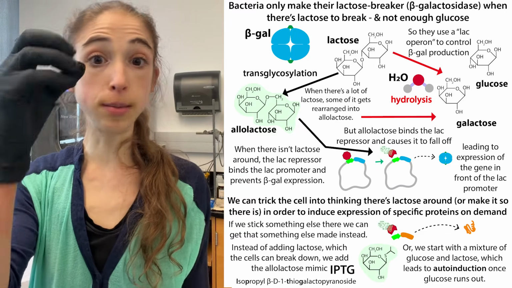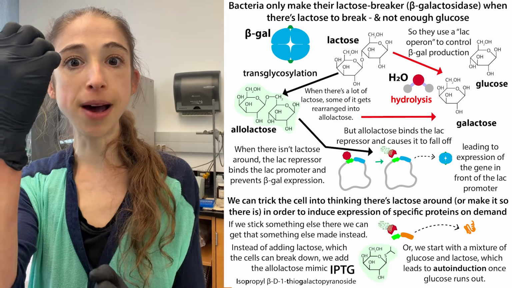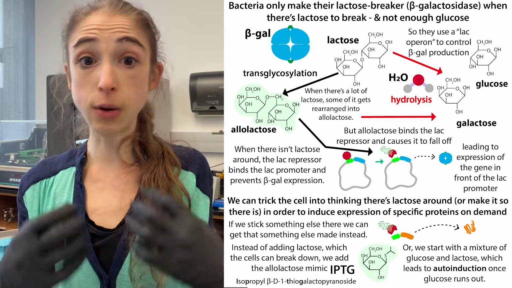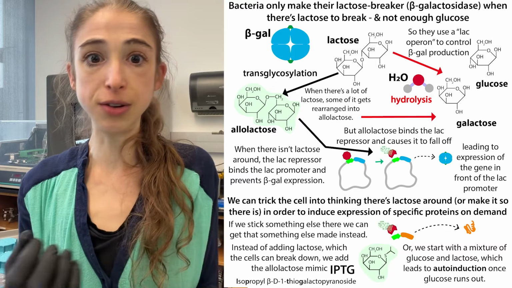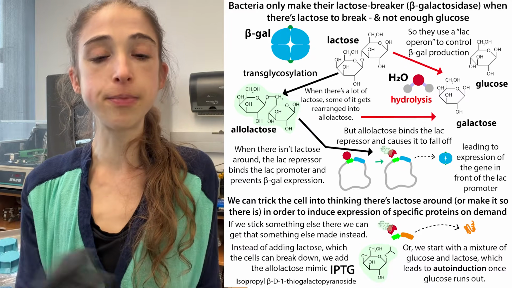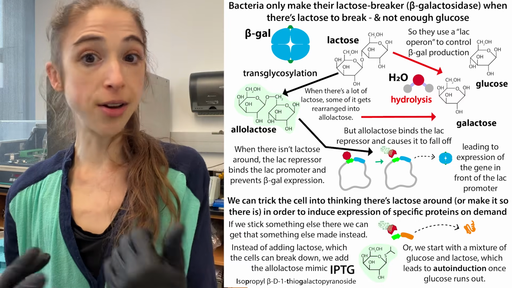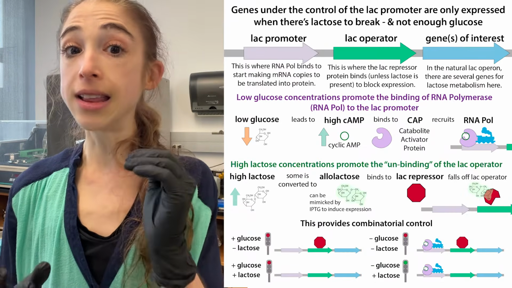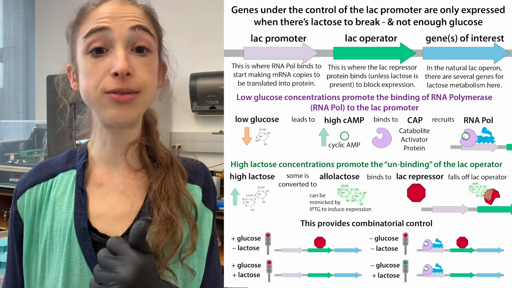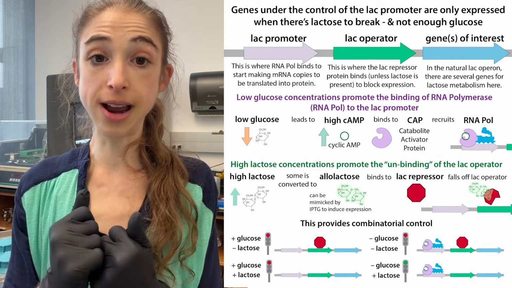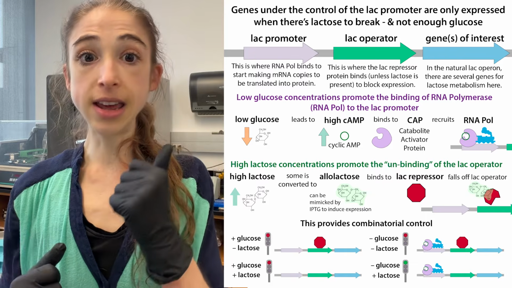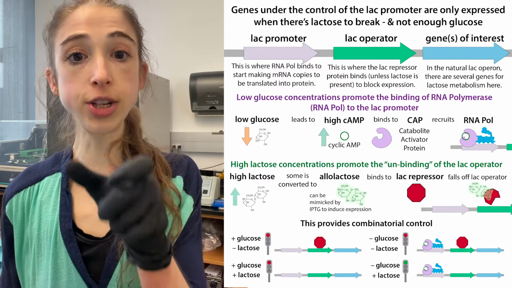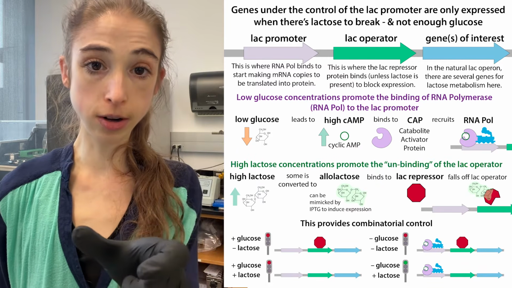If you give them glucose already, then they're not going to bother breaking down the lactose, even if there's lactose around. It's kind of like, why break open a peanut shell if you're given the unshelled peanuts already? They're not even going to bring out their nutcracker. They're not going to make the β-galactosidase enzyme unless there is lactose around and there is no glucose around. And they are able to regulate all of this through a regulatory region called the lac promoter.